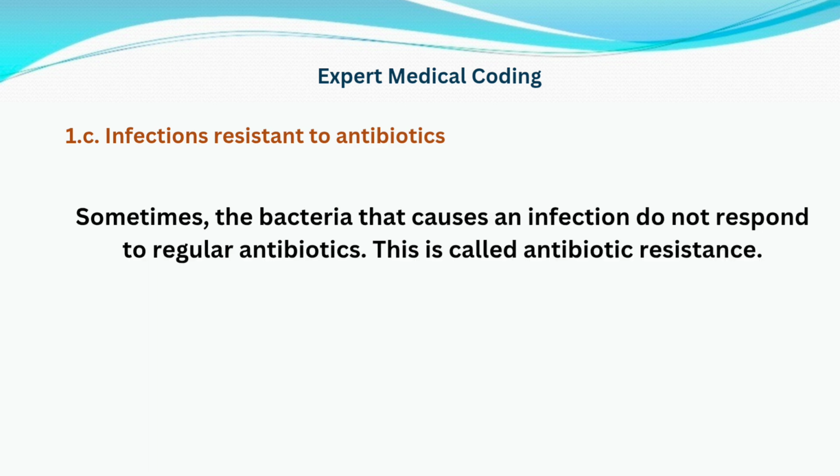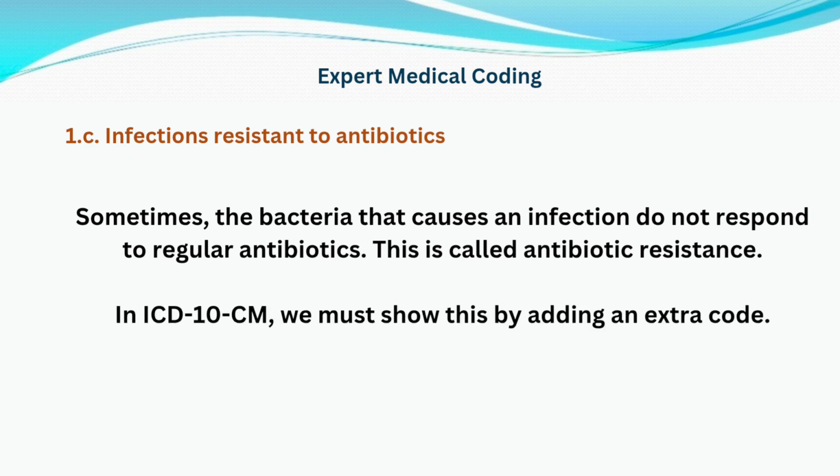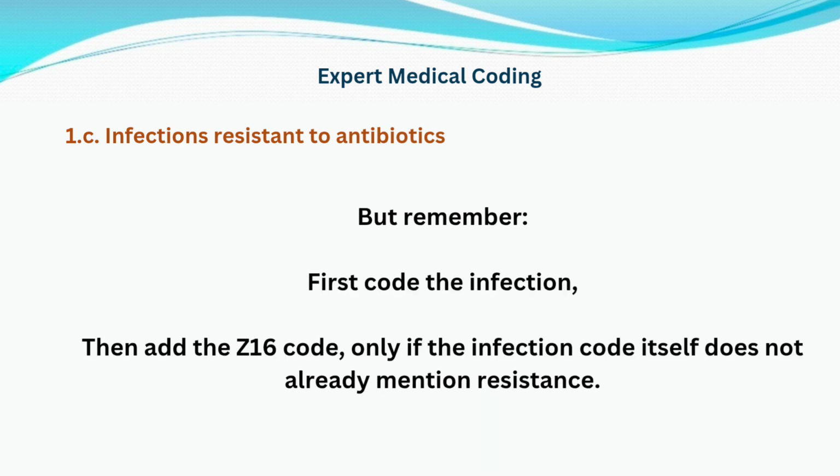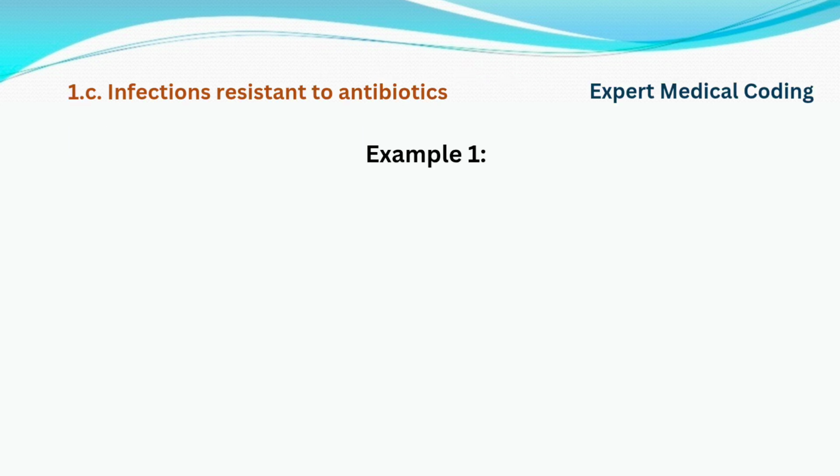Now let's understand this in a better way. Sometimes the bacteria that cause an infection do not respond to regular antibiotics. This is called antibiotic resistance. In ICD-10-CM, we must show this by adding an extra code. Use a code from category Z16, resistance to antimicrobial drugs. But remember, first code the infection, then add the Z16 code only if the infection code itself does not already mention resistance.